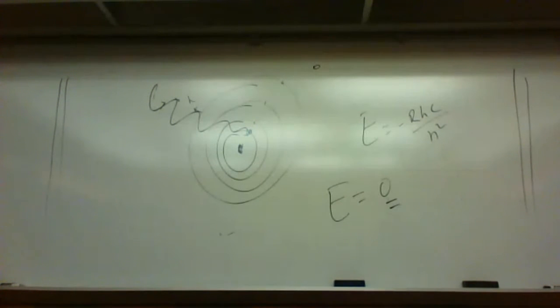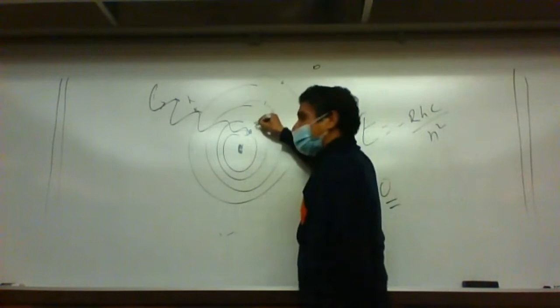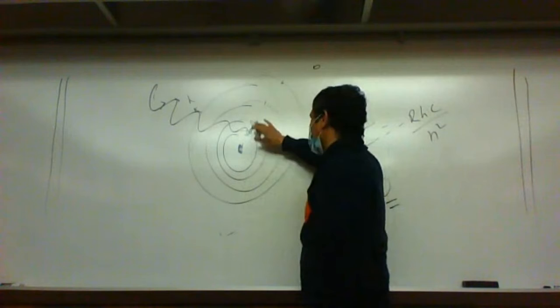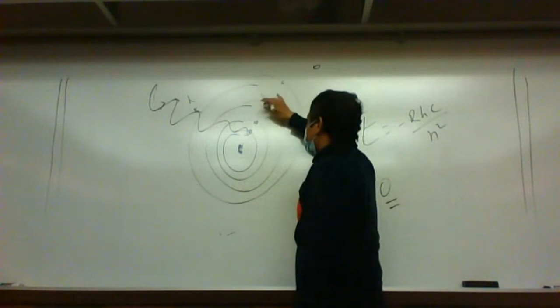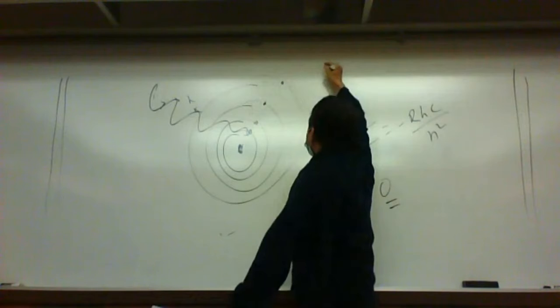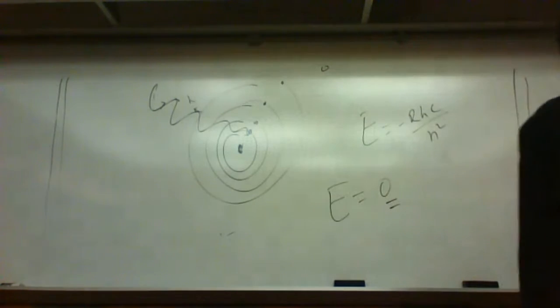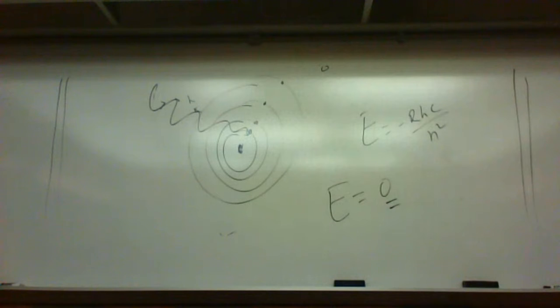So when E is equal to 0, the electron is completely separated from the hydrogen nucleus. Meaning that when the electron is here, energy is not zero. When the electron is here, its energy is not zero. It's more, energy is more. But if the electron is completely detached from this atom and goes out, then this is called the electron has zero energy. Make sense? It's just counterintuitive.